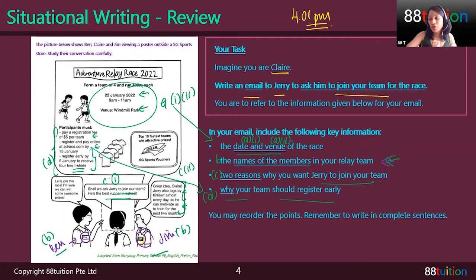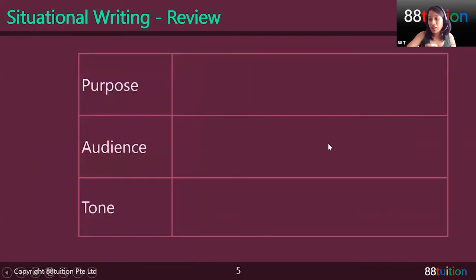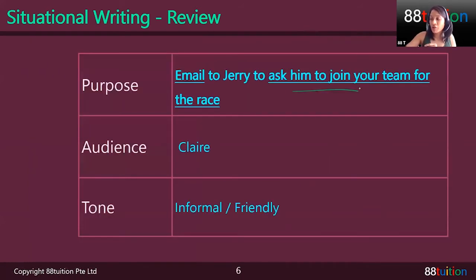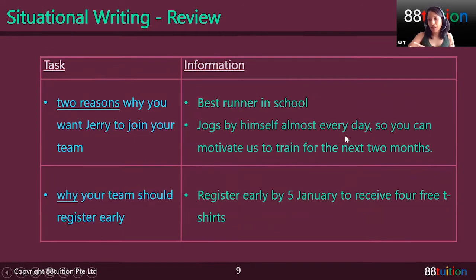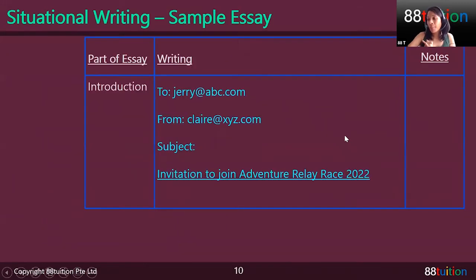Okay, students, so far so good, right? Okay, so just to reiterate, your purpose would be to email Jerry to ask him to join your team. Audience is not clear. Audience is actually Jerry. This is who you have to address, right? Tone will be informal or friendly because it's basically something very casual. Okay, now, all these details we've gone through just now already. I just typed it out so it's easier for you. Don't worry, we will upload this, so you don't need to copy anything. Okay, now let me show you the sample, okay? Remember, it's free and easy. It's a situational writing piece.